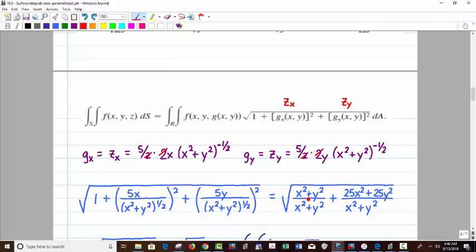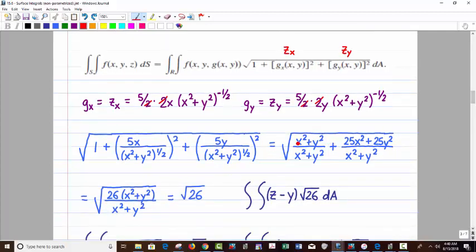So 5x all squared makes 25x squared. And then 5y squared equals 25y squared. And you can add up that entire numerator. It's going to give you 26x squared plus 26y squared. You factor out a 26, and then the x squared plus y squareds cancel. So all that mess just simplifies into the square root of 26. That's just fantastic.